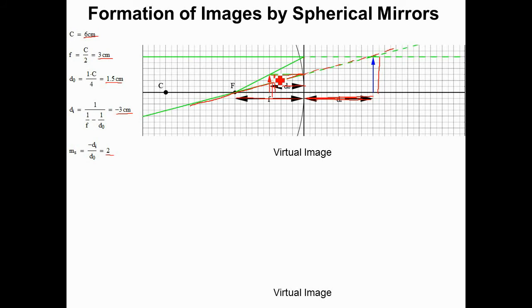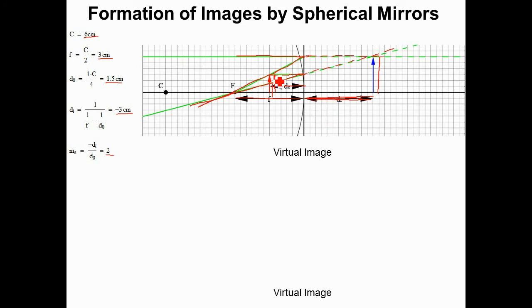Now the next line is going to be from the tip of the object through the focus, extend that up to the mirror, and then I'm going to extend back the parallel line, but I'm going to extend it on the negative side behind the mirror, and where those two cross is where my image is at.